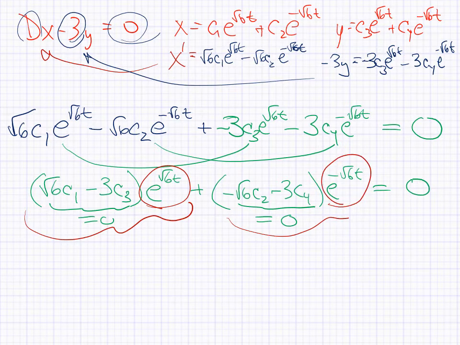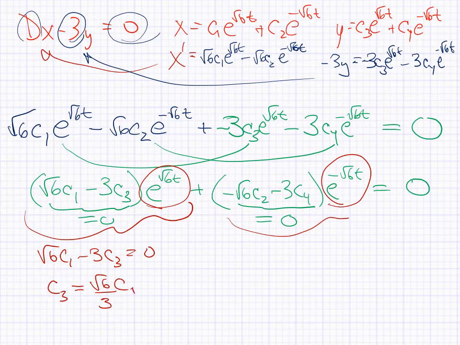So if that's the case, if the square root of 6 c1 minus 3 c3 has to equal 0, then basically what we could say is that c3 equals square root of 6 over 3 c1.